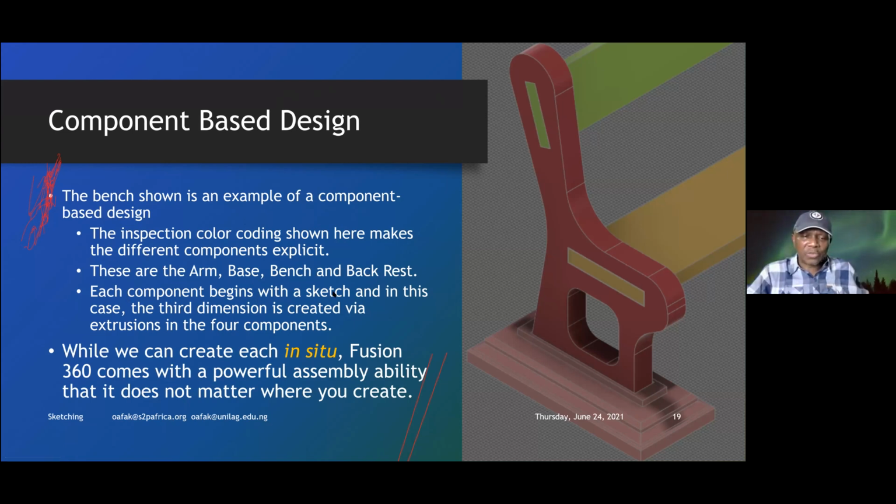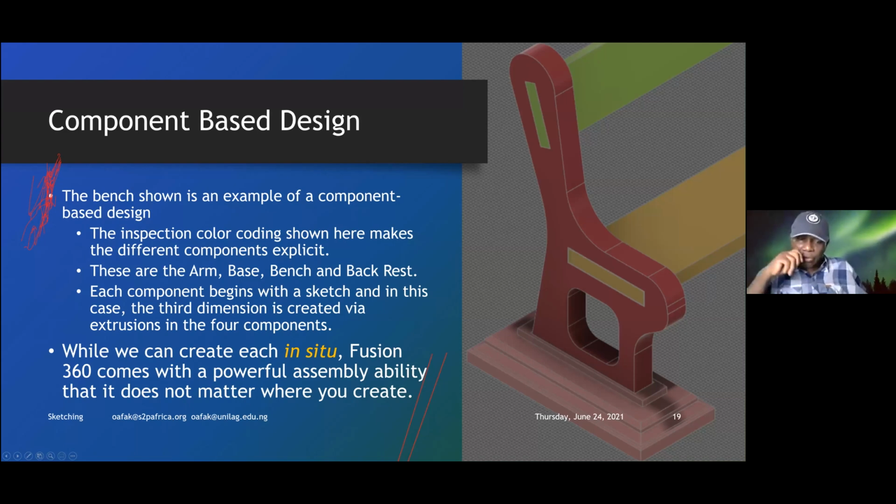Each component begins with a sketch. And in this case, the 3rd dimension is created via extrusions in the 4 components. While we can create each in situ, Fusion 360 comes with a powerful assembly ability, so it does not matter where you create. Let us say you created this backrest, as long as you create it accurately somewhere else, Fusion 360 does not have any problem in aligning it and assembling it. Assembly is one of the powerful functions of Fusion 360. When we get to that, you'll see how powerful assembly can be.